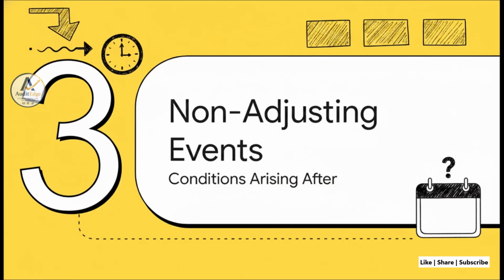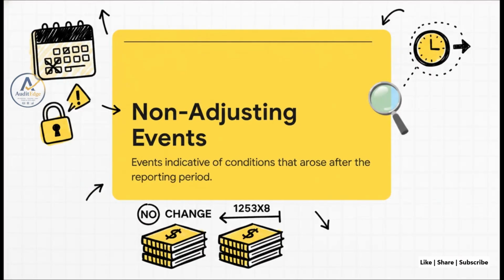Section 3. Understanding non-adjusting events. Smoothly moving to the second pillar of our standard. Now we look at non-adjusting events. Remember the definition carefully. These events only indicate conditions that arose after the reporting period. The rule here is strict. The company shall not adjust its financial statements for these events. You leave your numbers exactly as they were.